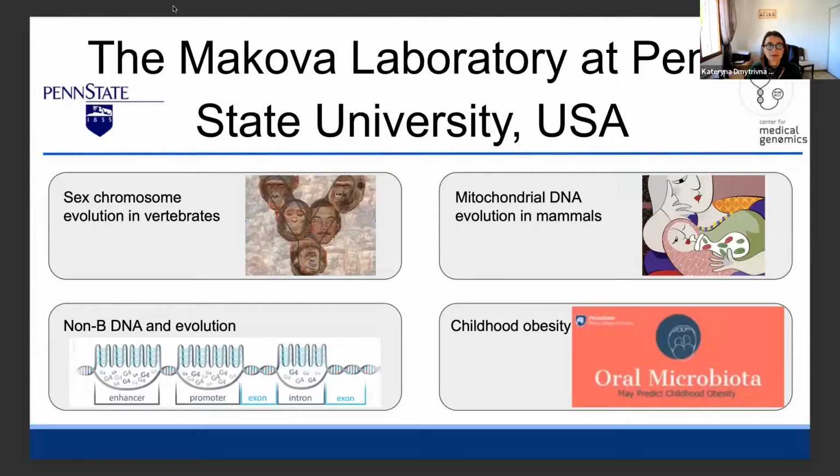A little bit more about my lab and about my research. We work on 4 different topics in the lab. One is on the sex chromosome evolution in vertebrates. Another one is on the mitochondrial DNA evolution in mammals. And one more topic, and this is what I work on largely here as part of my sabbatical, is on non-B DNA and evolution. And today I'm going to talk about childhood obesity.